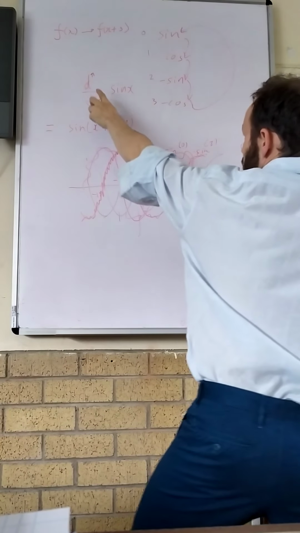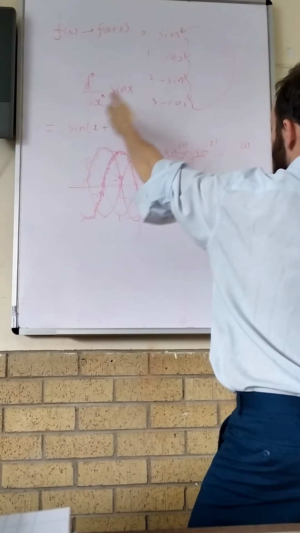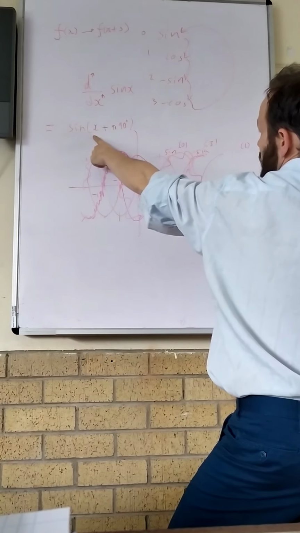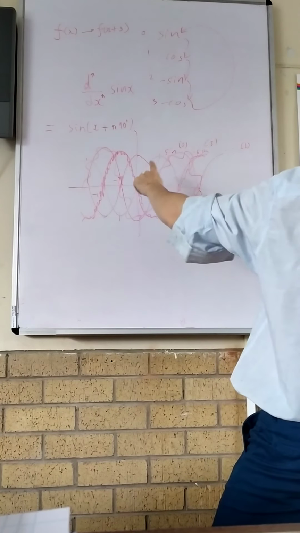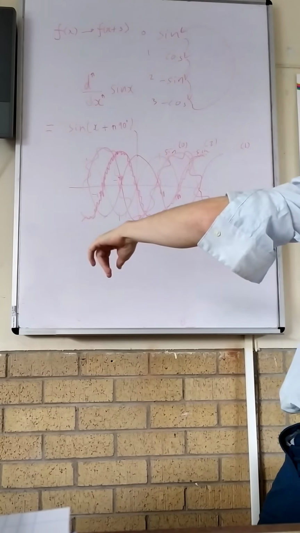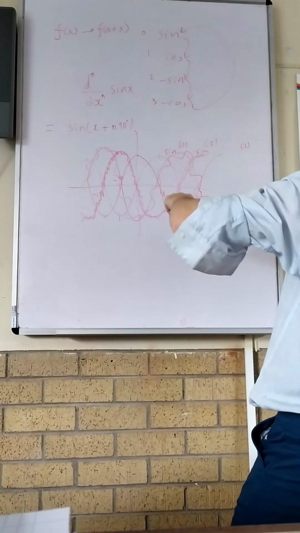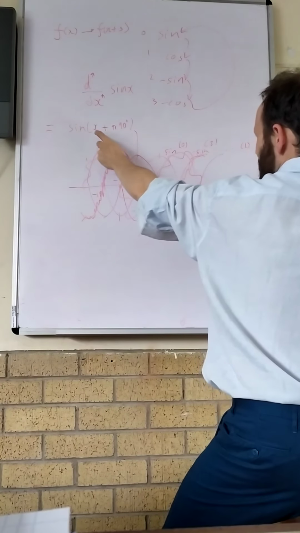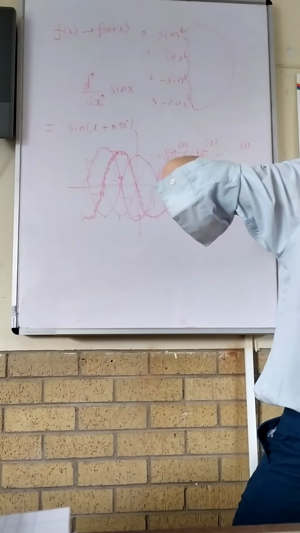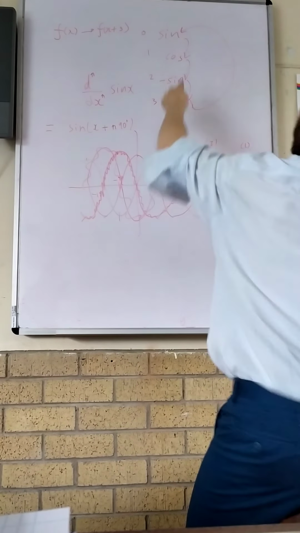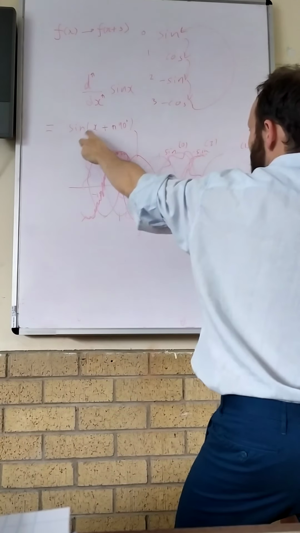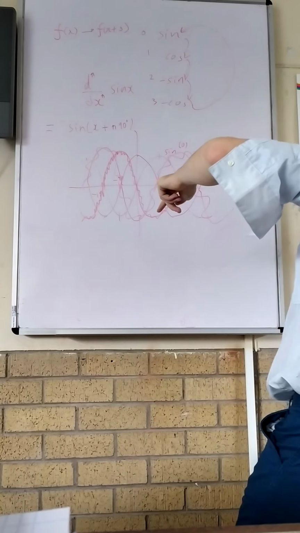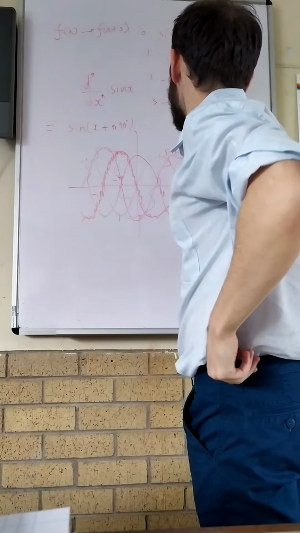Let's check. If n is 0, you get sine of x. True. If n is 1, you get sine of x plus 90. Well, we can see in the picture. Sine of x plus 90 is the same as sine of 180 minus (x plus 90), which is sine of 90 minus x, which is cos of x. Okay, then next is sine of x plus 180. Sine of x plus 180 is minus sine of x. You have to think of these things in your head.